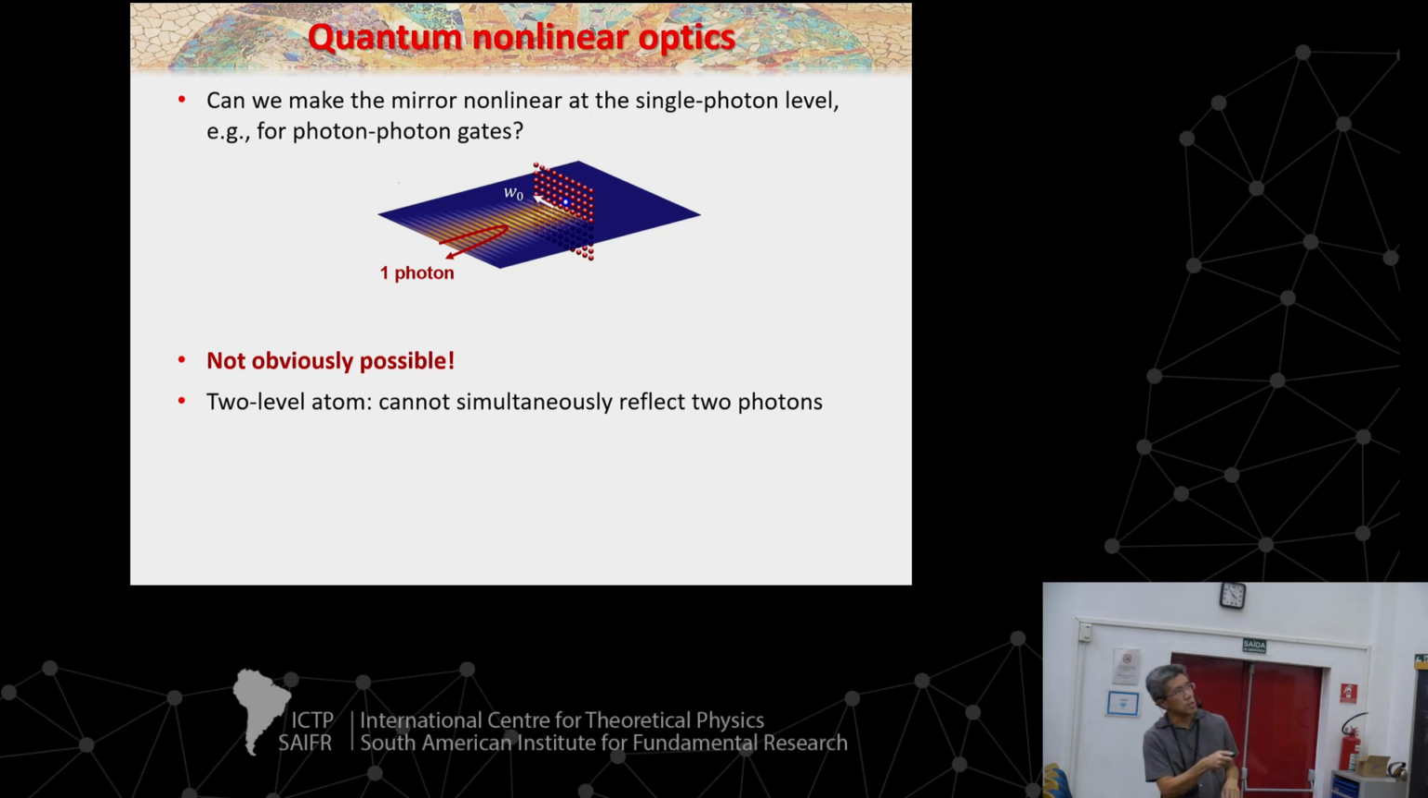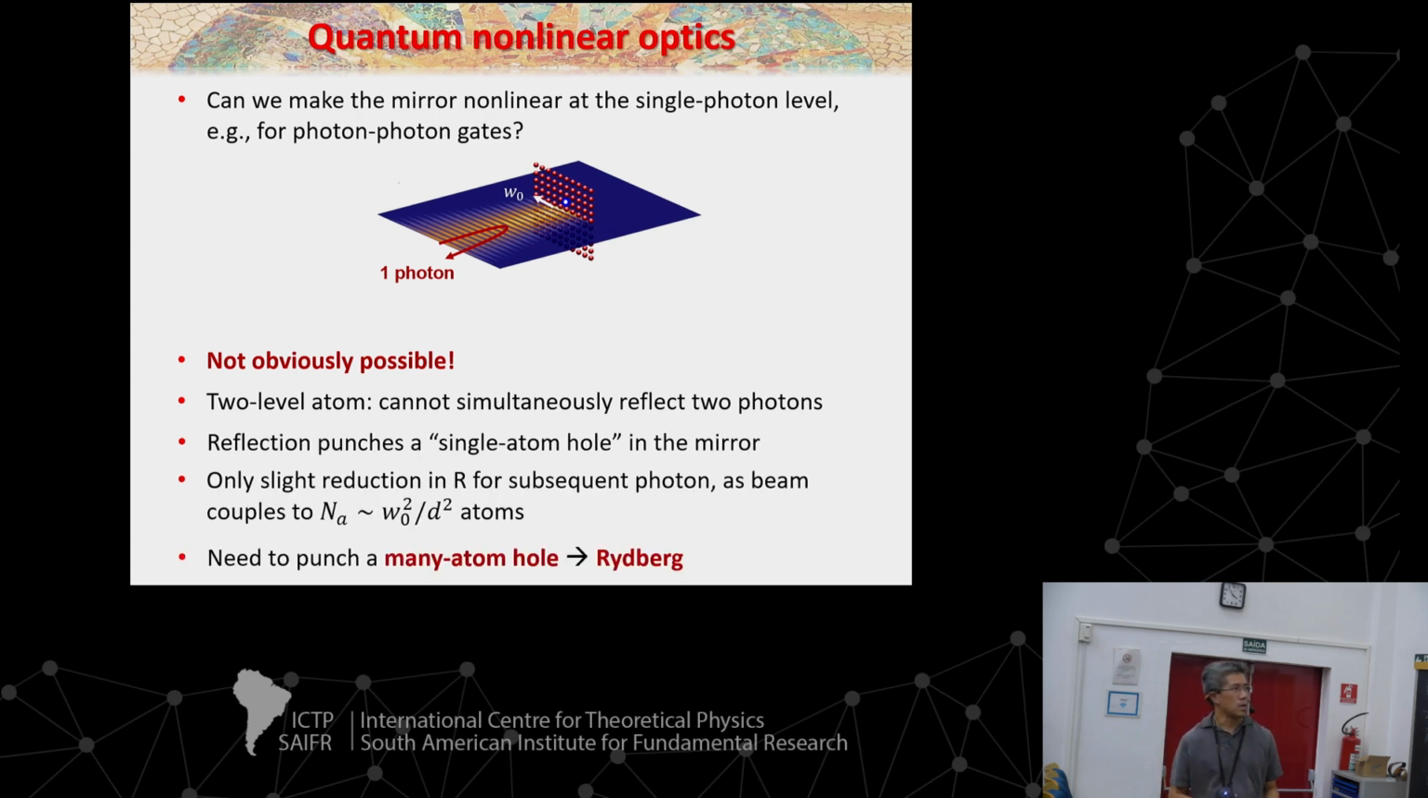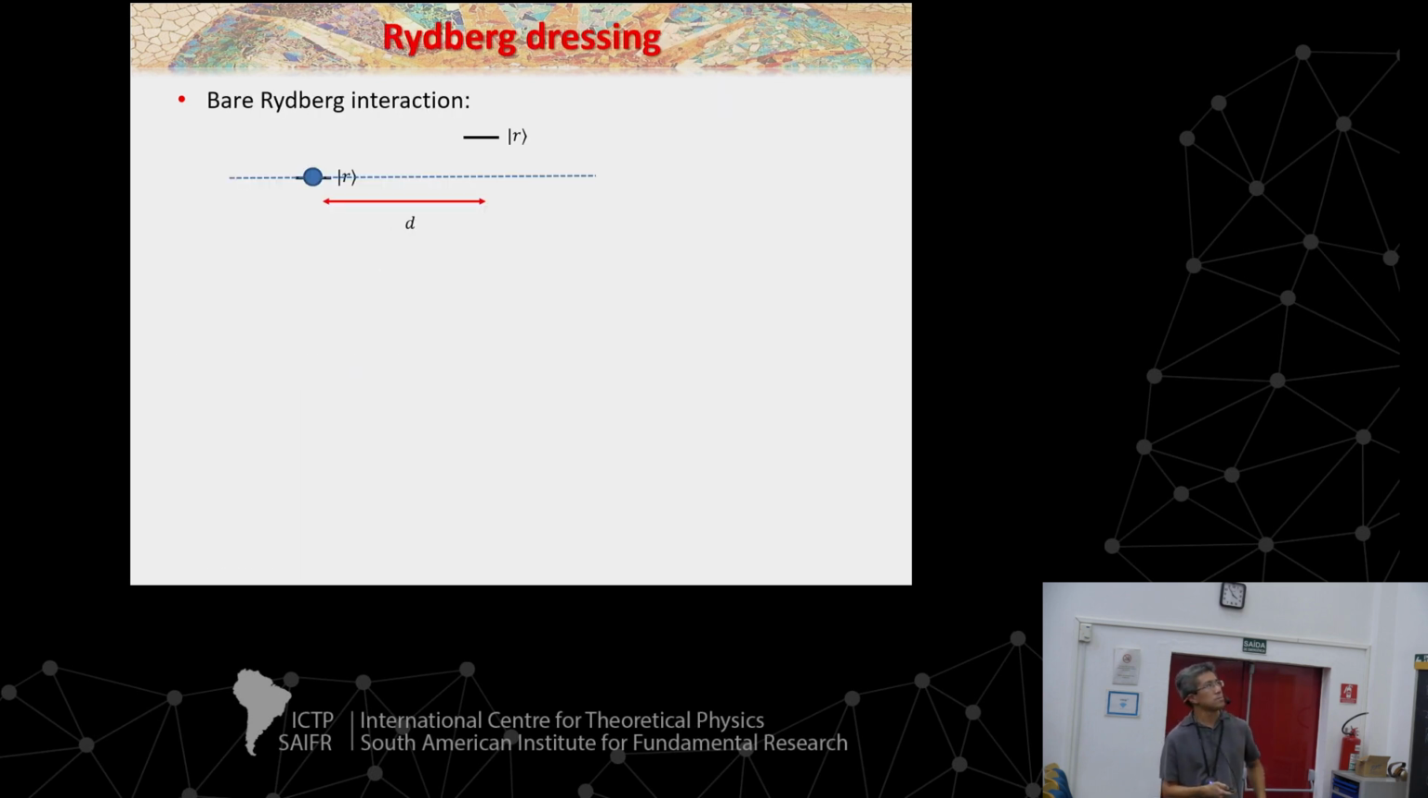So this gives you a sense that this mirror is intrinsically nonlinear. Because first I get perfect reflection for the first photon, the second photon sees a little bit of a hole that I can try to propagate through, but the point is that it's just a little hole. Okay? So if you want to make a photon-photon gate, so if you really want this first photon to have a giant effect, qualitatively it's clear that you want to punch a big hole. And that's exactly what Rydberg excitation or Rydberg interactions allow you to do.